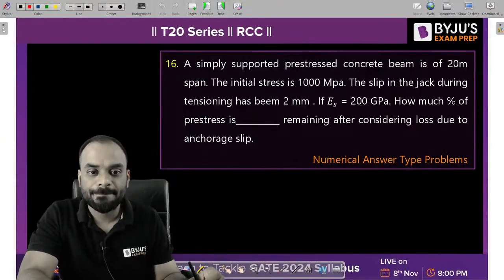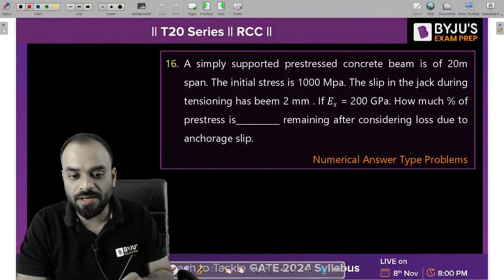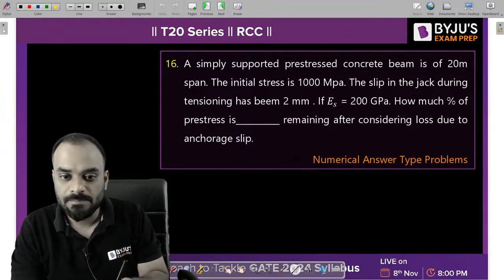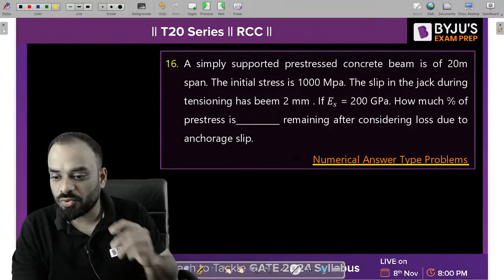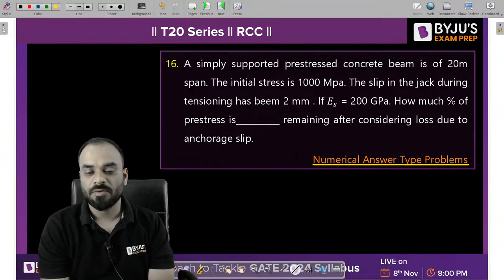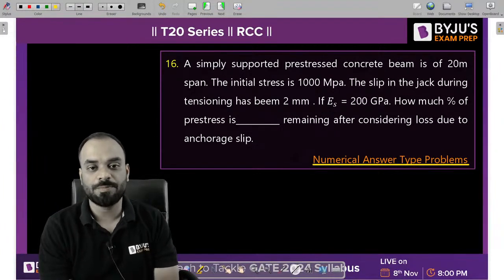Clear? Next question. Numerical answer type. Next question. Numerical answer type, which is based upon loss of pre-stress.